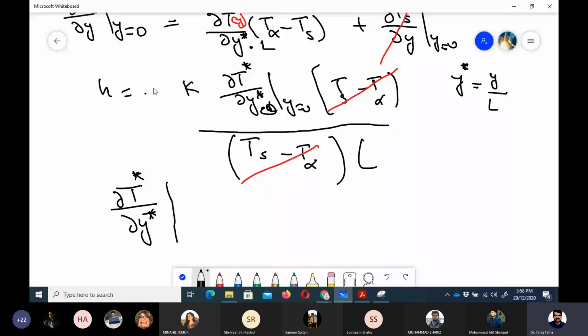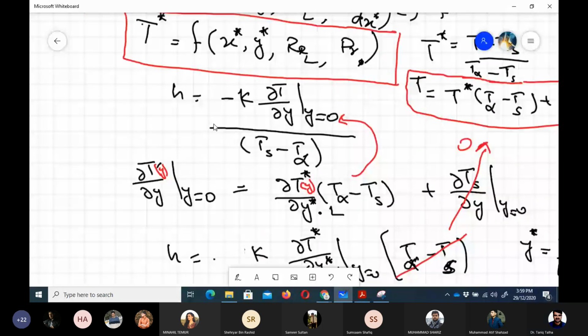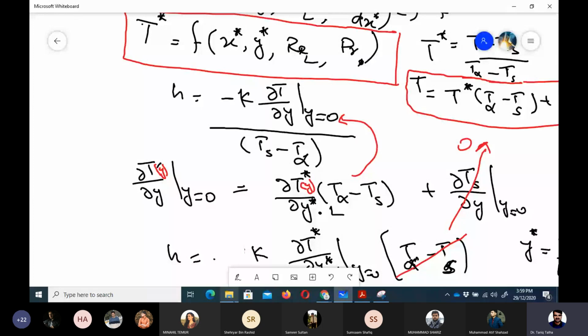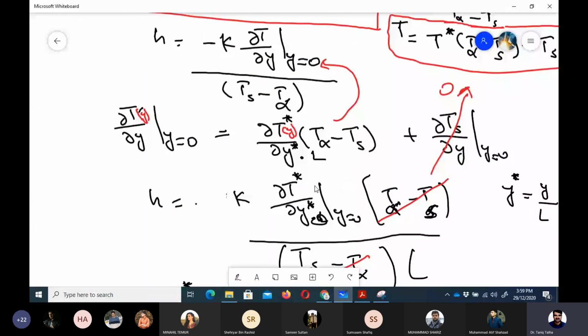Actually, there was a minus here, and it was written like T infinity minus Ts. Do you understand? Now, if I take this minus inside, then it would become... It means that if you go a little bit back, if I take you here, it is minus. So that minus would also come here. If I take it inside the bracket, then this is what I get.